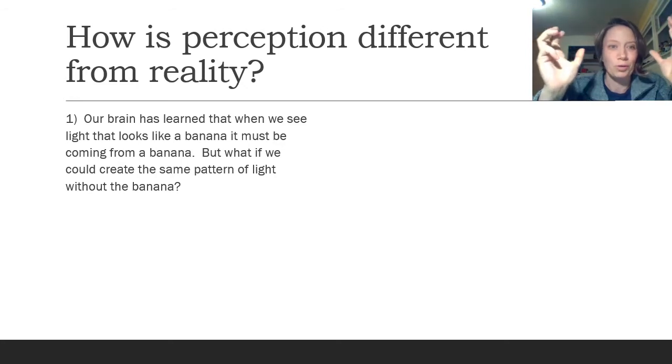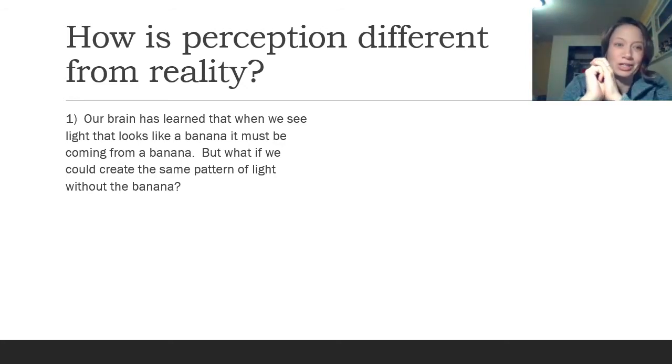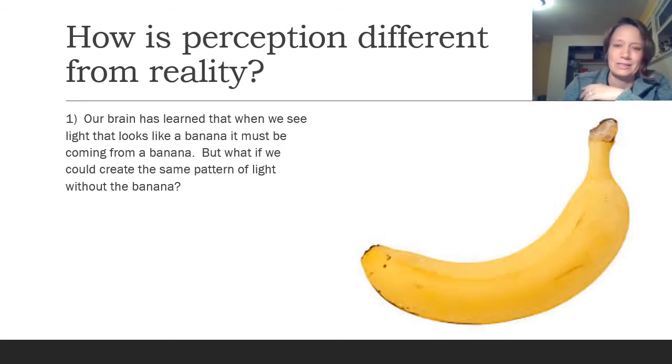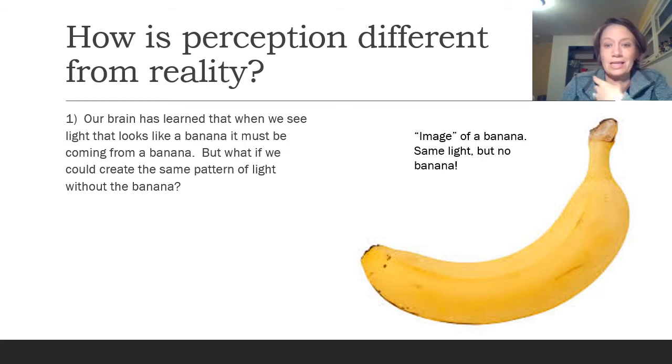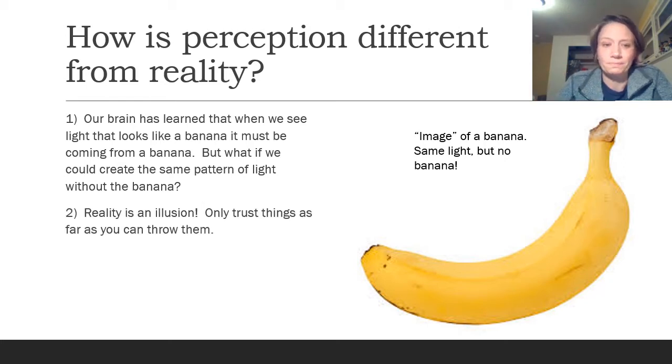But what if we could create the light from a banana without actually having a banana there, right? That's actually what this screen is doing right now. That looks like a banana. You all are going to agree that's a banana, but it's not an actual banana. If you reach out and grab it, there's nothing there. You're going to bump into the computer screen. So this is an image of a banana. It has the same pattern of light, same color, same edges, same shape, but it doesn't actually have the real object there. So that's known as an image.